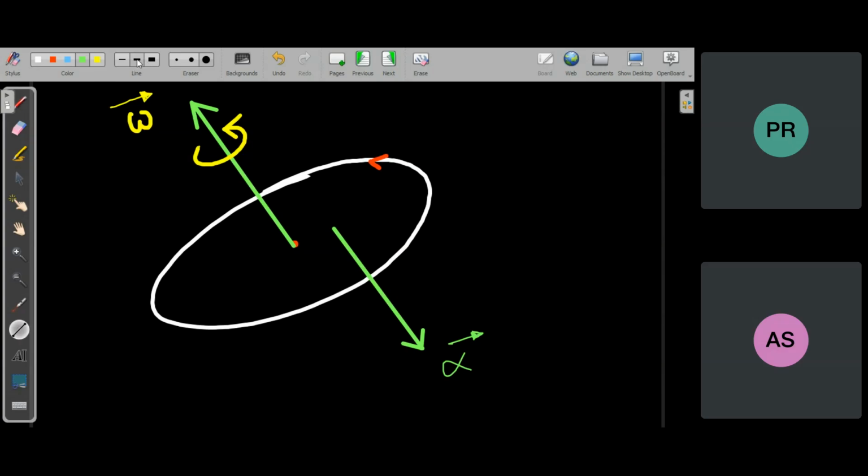Slowing down means what? Slowing down means the magnitude of the omega vector is decreasing with time. If it is decreasing, angular acceleration must be opposite to the angular velocity. This is the concept. And if omega is increasing, then both are in the same direction.